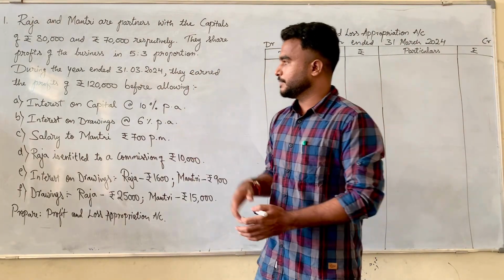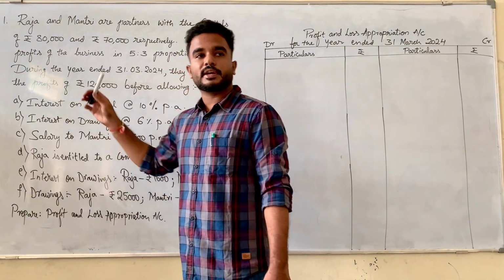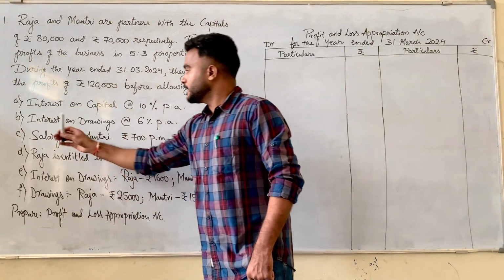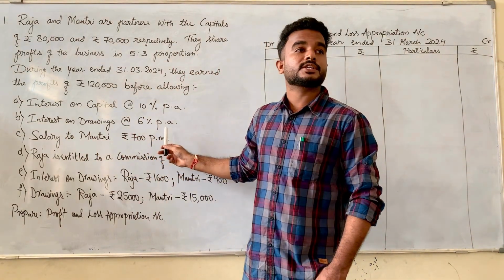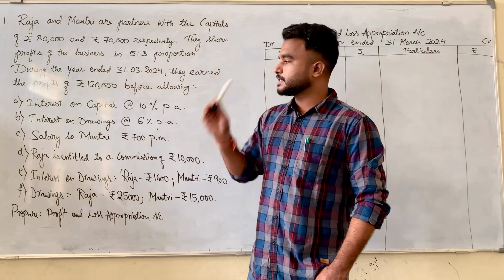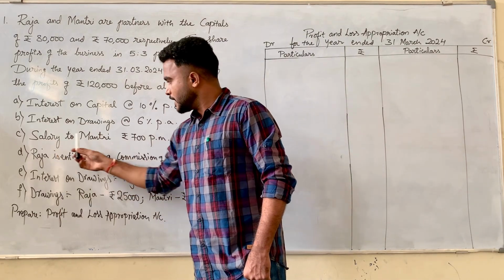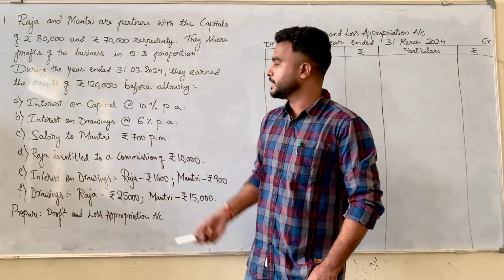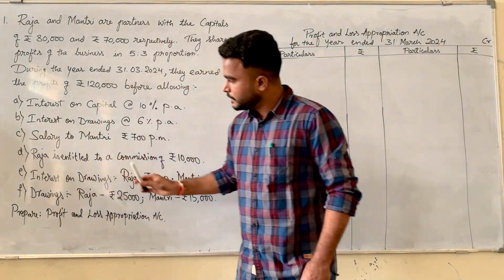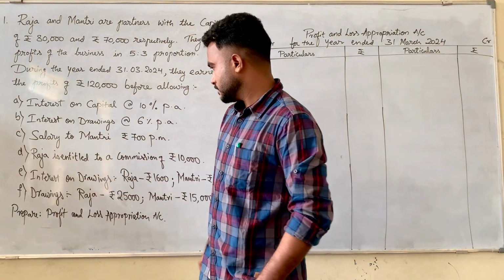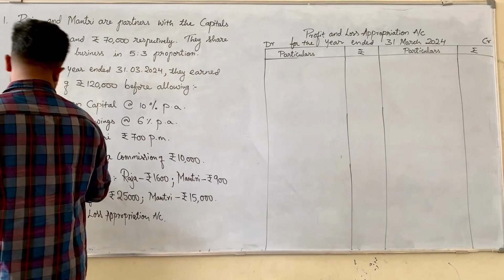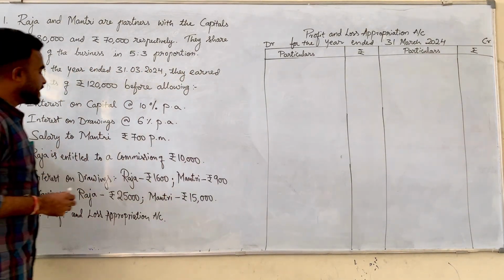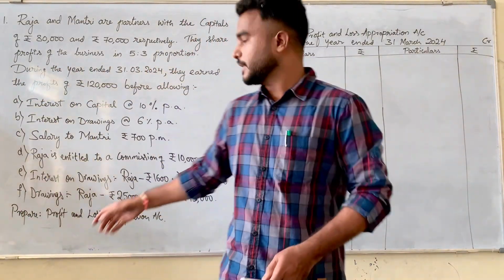Let's see what did they give. We have to allow interest on capital at what percentage? 10% per annum. Interest on drawings shall be calculated at 6% per annum. And next, salary to Mantri. Mantri is eligible for salary of rupees 700 per month. Raja is entitled to a commission of rupees 10,000.